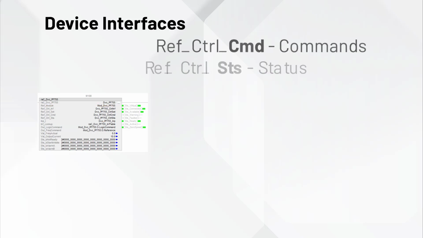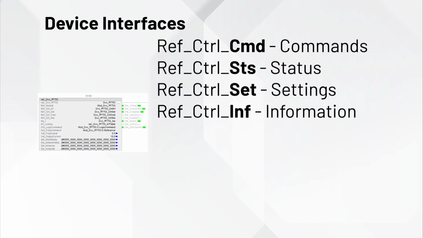instructions. Most device AOIs have what are called interface tags. In the AOI, these parameters start with ref control in their name, and the associated tags normally end with something like control set or control command. There are 4 interface types which are commonly used. Command, status, settings, and information.